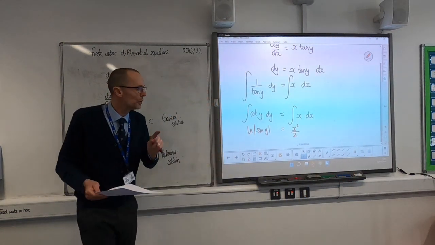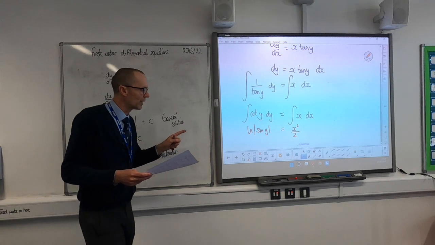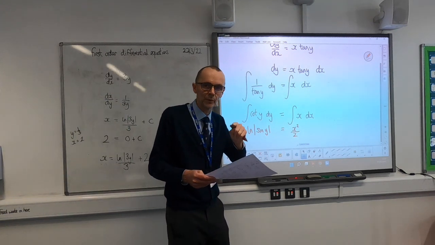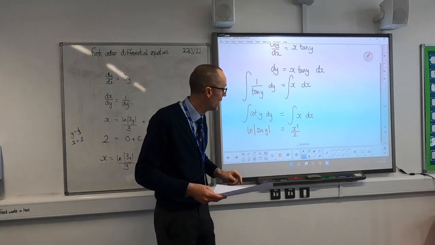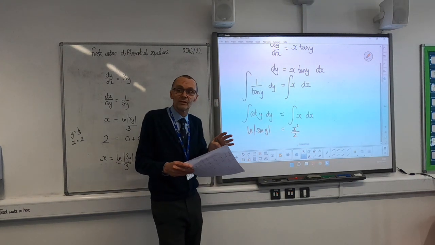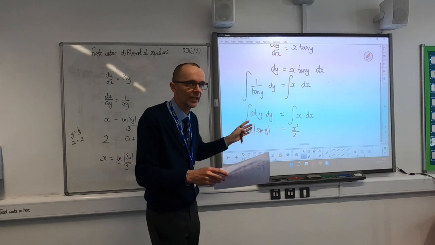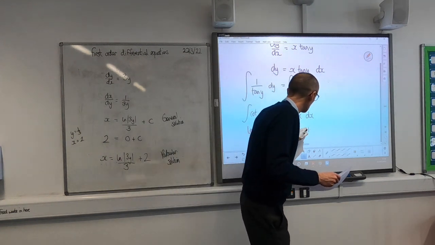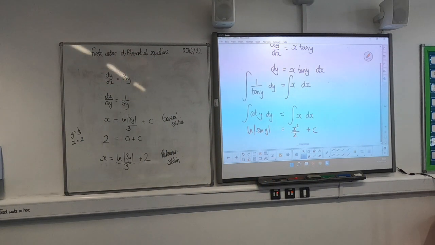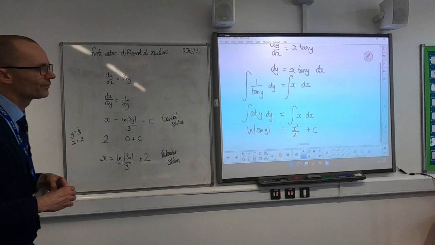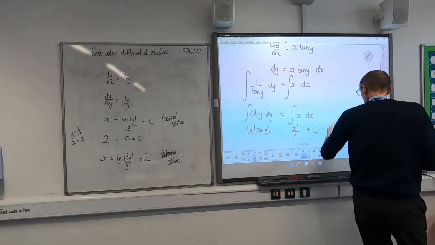Now I've done two completely separate integrations. So really I should have two completely separate constants, a plus c here and plus something else over here. But what I can do is combine the two. There's no point writing two separate constants. I can just take one away, so what we do is we just write a single constant, which is the two separate constants combined. And that is my general solution.